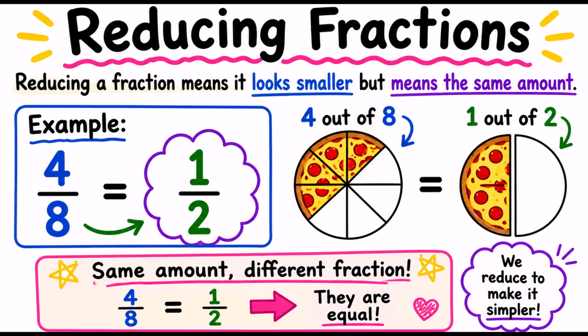When we look at the pizza examples or the circles, we see the same amount of the circle shaded. Not that we have 4 pizzas that are shaded, but when we look at the circle as a whole, that portion of it is the same amount shaded as the portion of the other pizza that shows half. Okay? So we reduce to make it simpler, way more simple.